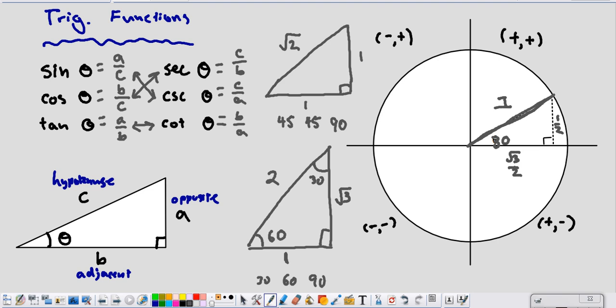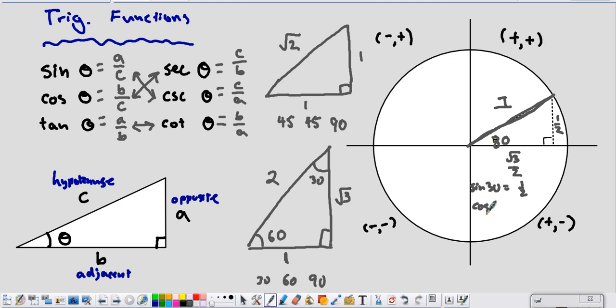That actually makes sine, cosine, tangent pretty easy. The sine of 30 degrees equals 1/2. It's just the opposite side, basically. Sine 30 equals 1/2.